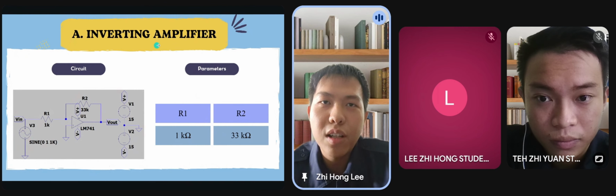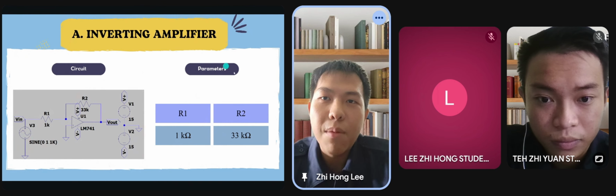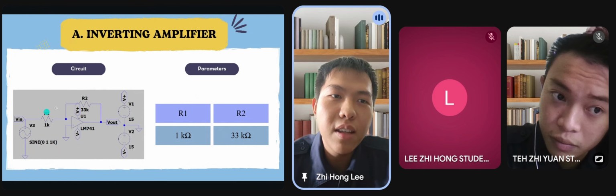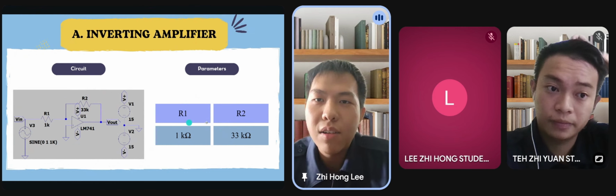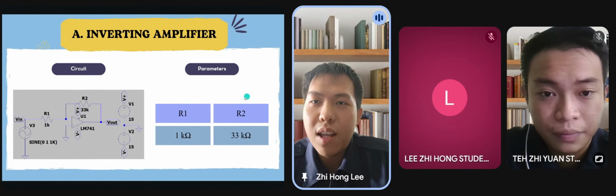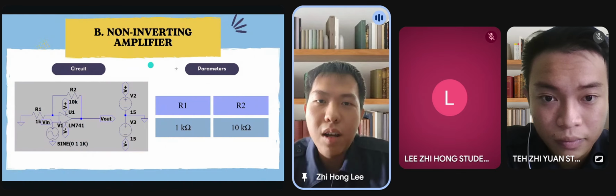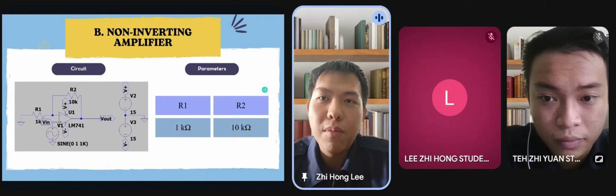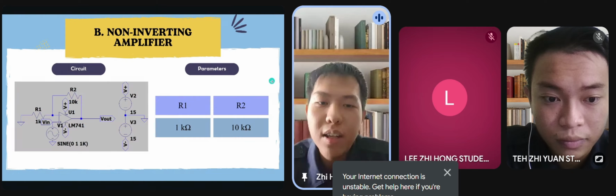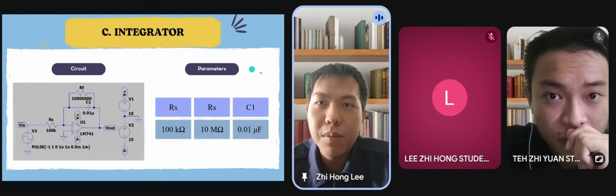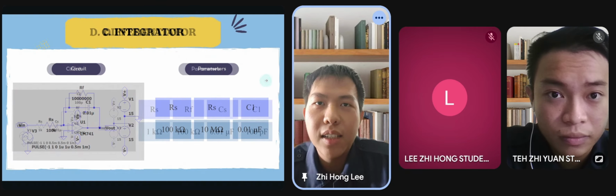So now I will shortly brief the circuit and parameters. You will see this is the circuit from LTspice, and this is the value of R1 and R2. I will just go through one by one on the slide only. Now I will pass on to the result and analysis.